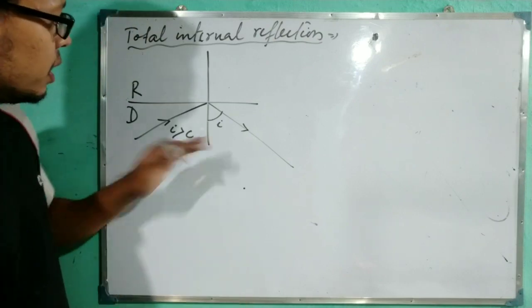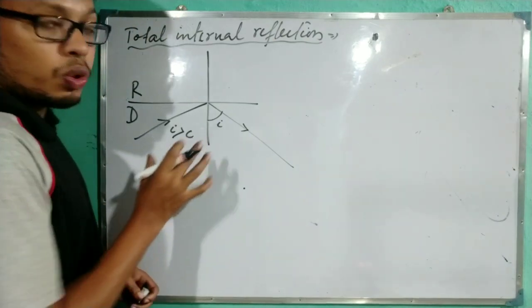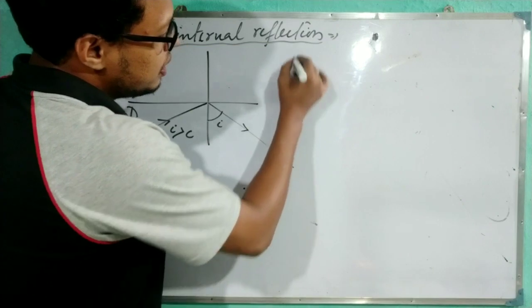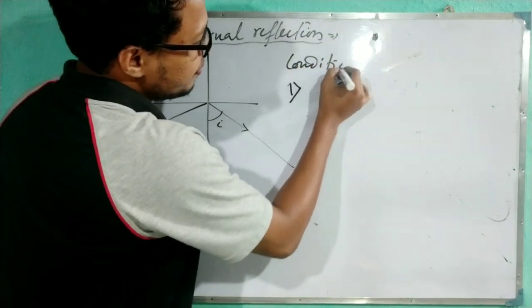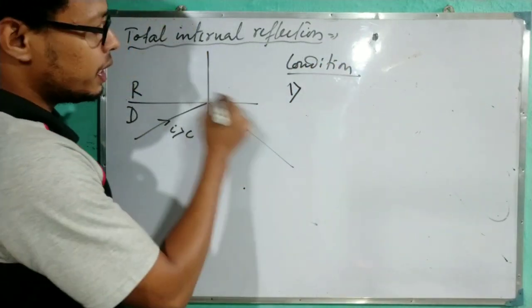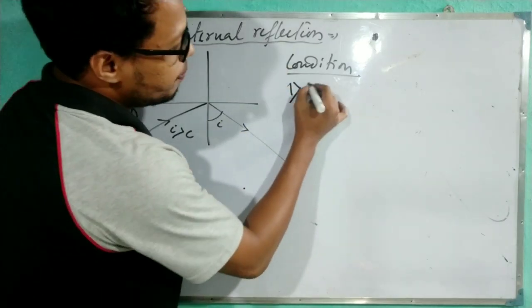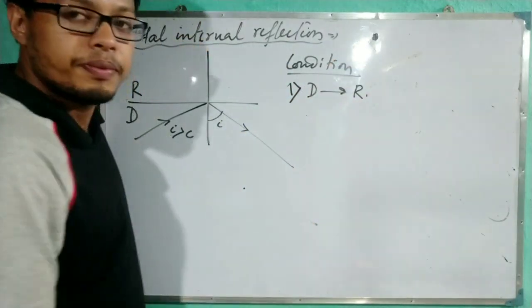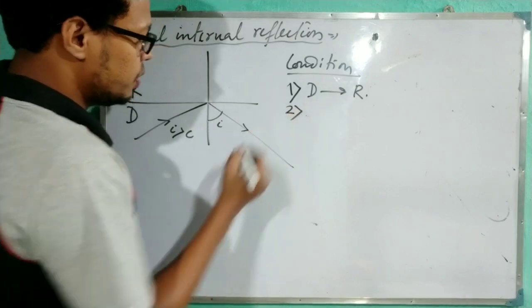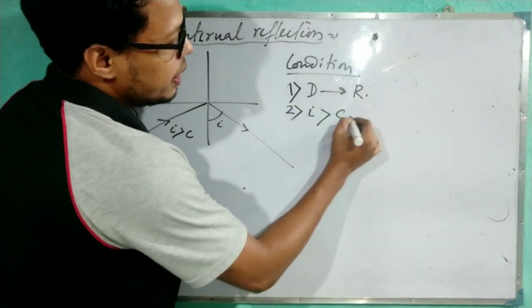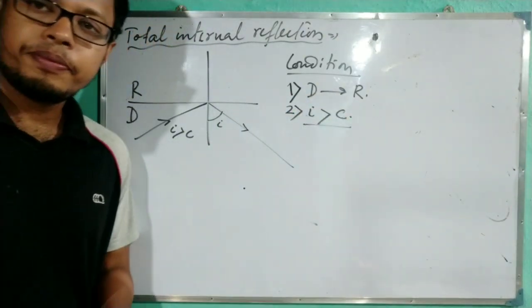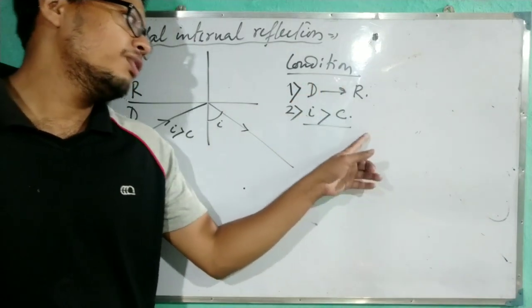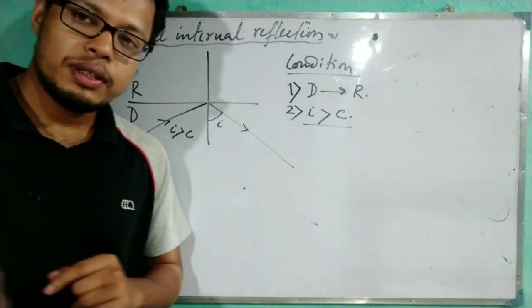Then what about the condition for this total internal reflection? So first condition will be the ray should go from denser to rarer. Second condition is the angle of incidence is greater than the critical angle. These are two conditions for which the total internal reflection happens.